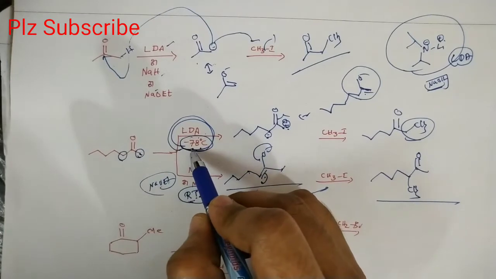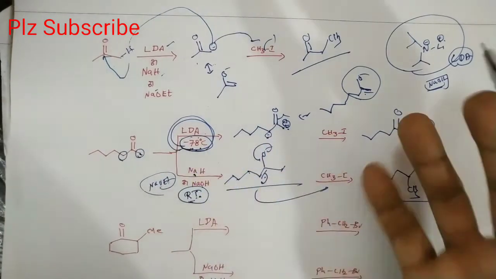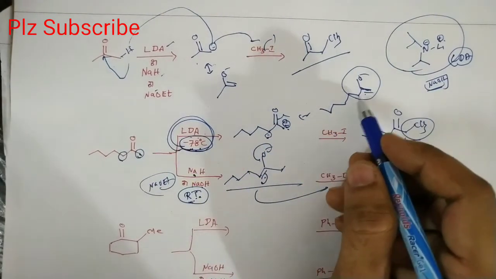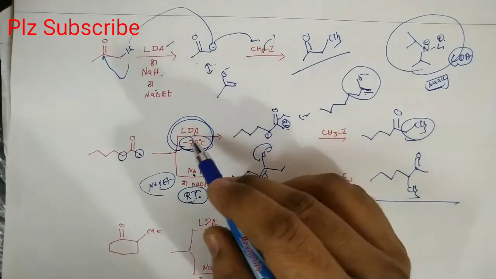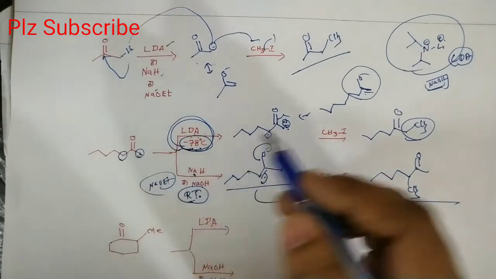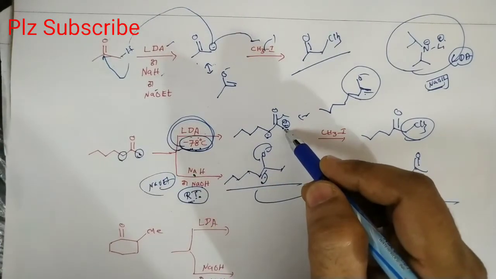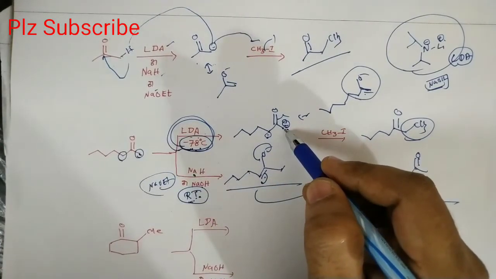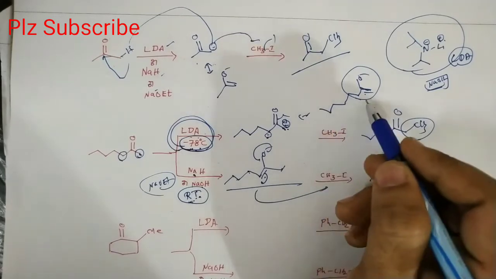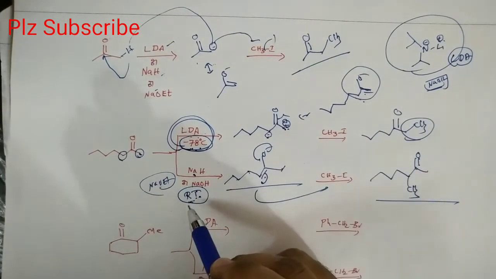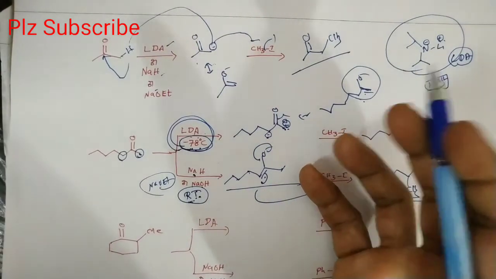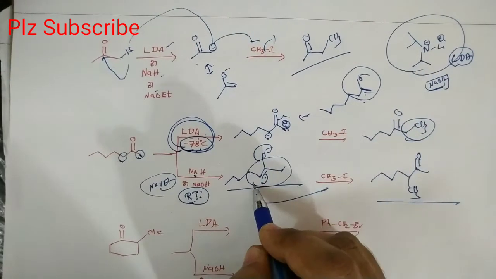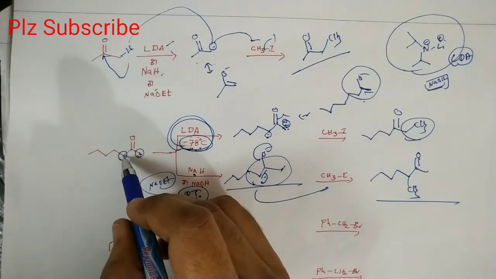That LDA at minus 78 degrees centigrade gives the kinetically controlled product. That means the hydrogen is removed from the primary carbon, because the primary carbon is more accessible. It is kinetically controlled. It depends on the stability of the reaction intermediate, and then it is converted to enol, of course. But at room temperature you get the thermodynamically more stable enolate, so the hydrogen is removed from this carbon.